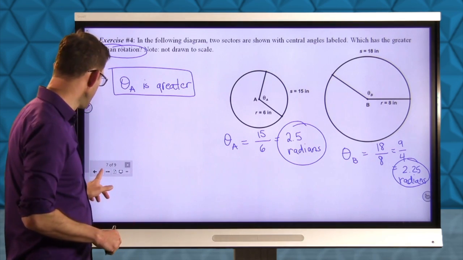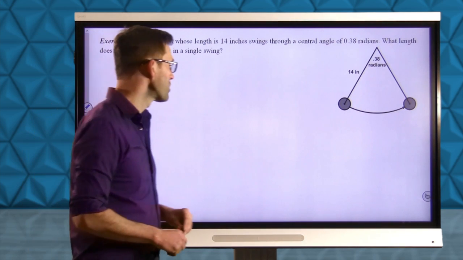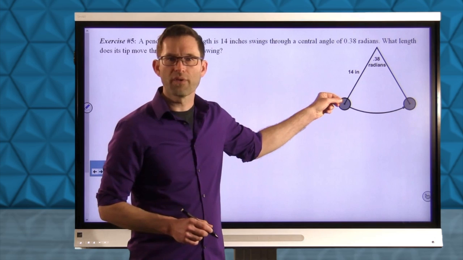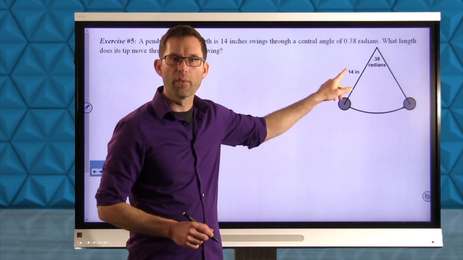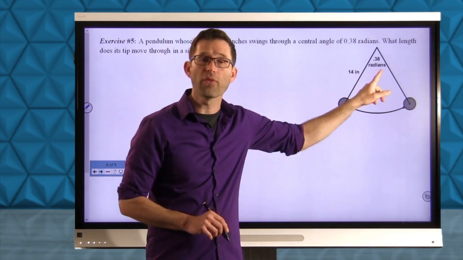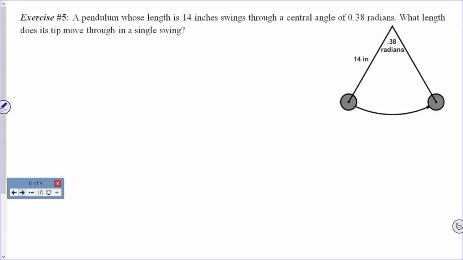All right. Let's take a look at one more problem. In exercise number 5, we're told a pendulum whose length is 14 inches swings through a central angle of 0.38 radians. What length does its tip move through in a single swing? So in other words, we've got this thing, we drop it, and we've got 14 inches here and the angle of rotation is 0.38 radians, okay? What we want to know is this distance. We actually want to know an arc length, S.